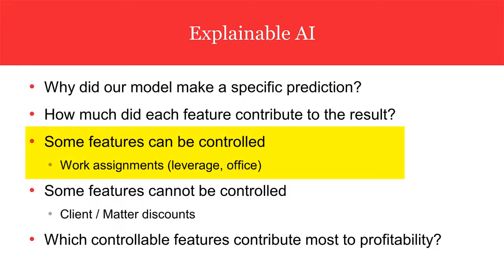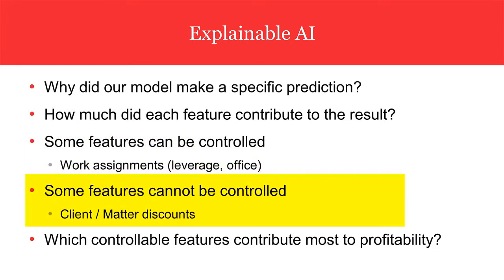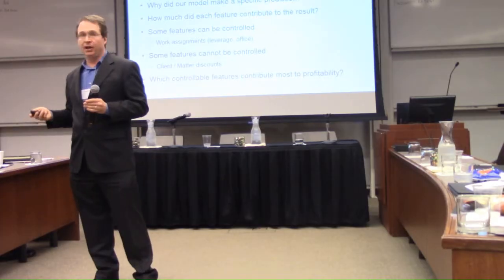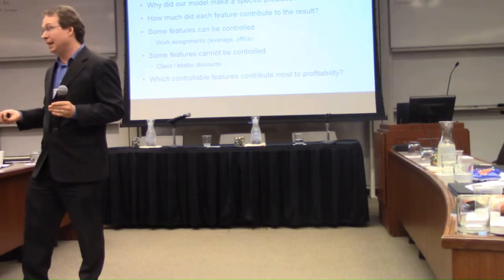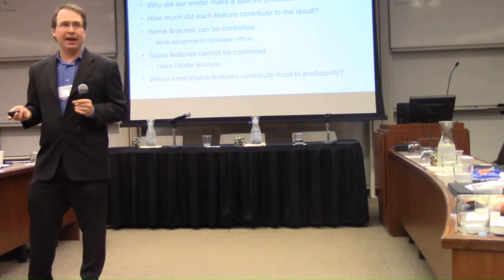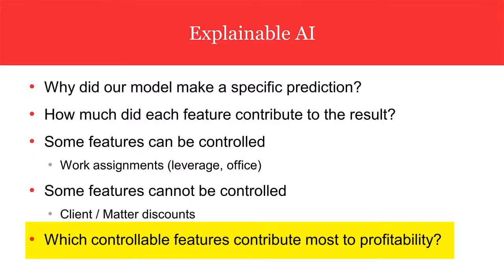What attorneys are working and what work are they doing on this matter? Some features can't be controlled. For example, discounts or other things that have been negotiated and they're impacting the profitability. There's nothing we can really do about that at this point. And so what we want to do is identify the controllable features that are having the greatest impact on profitability. So now let's get into game theory.